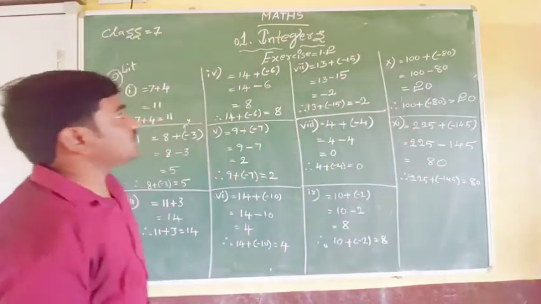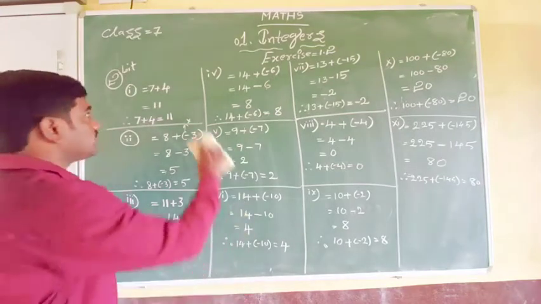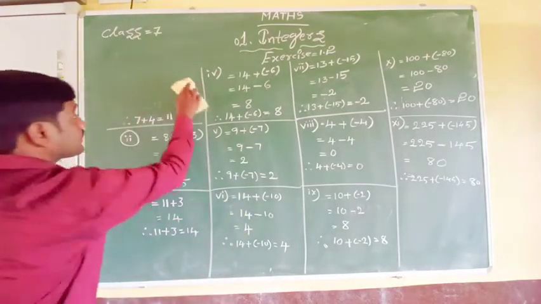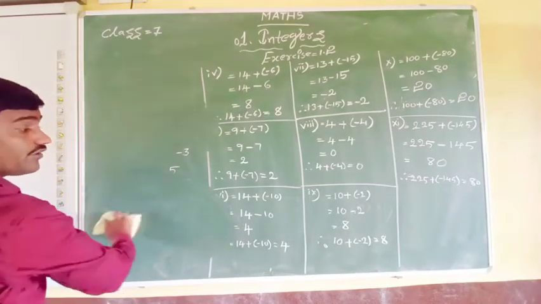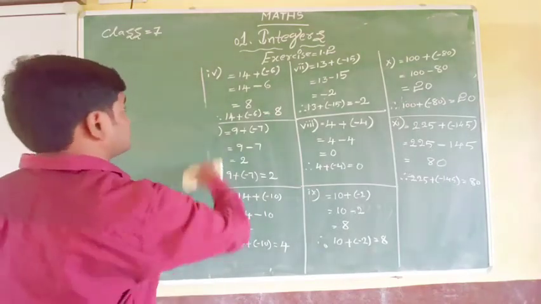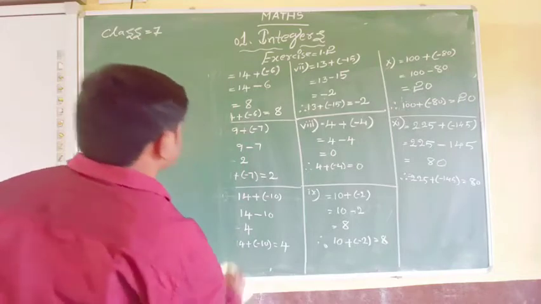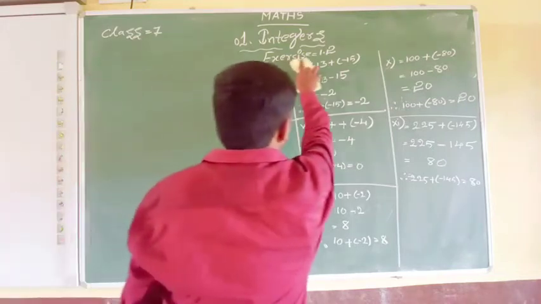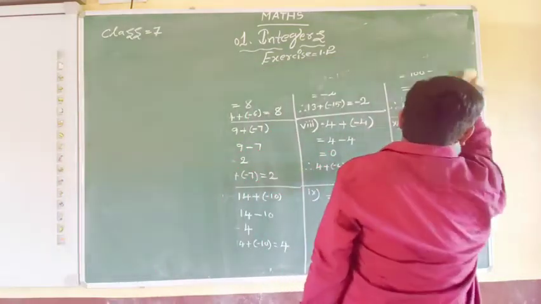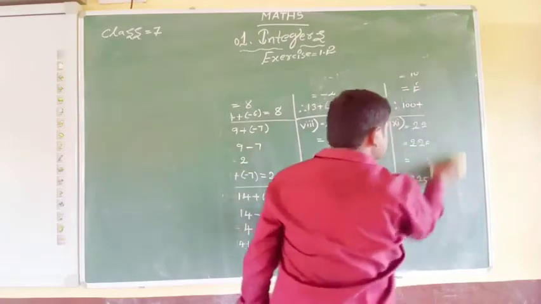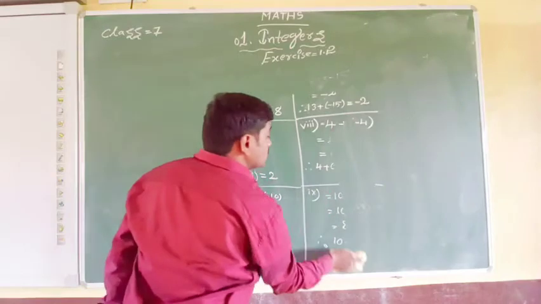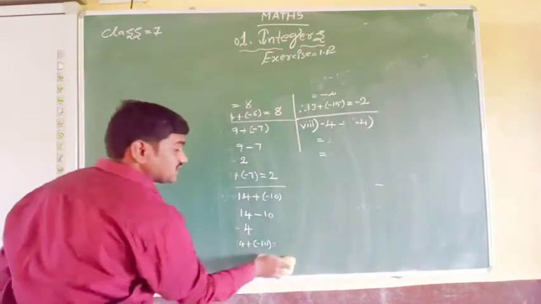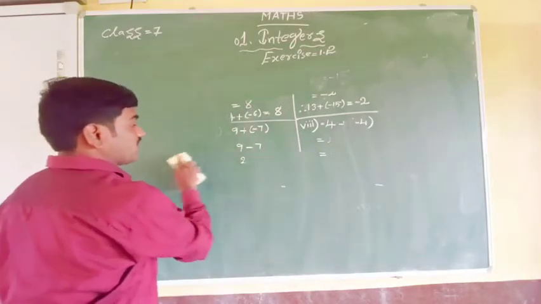So, I hope you understand this exercise 1.2 completely. See, these simplifications are very important in the further exercises and in the further chapters also. Integer simplifications are very important. Most children will make mistakes here itself in the integer numbers while doing simplifications. Either we get plus or minus. That is the main confusion.